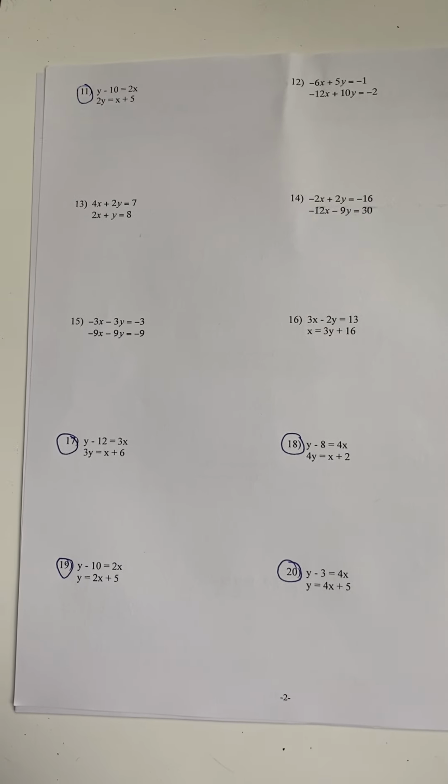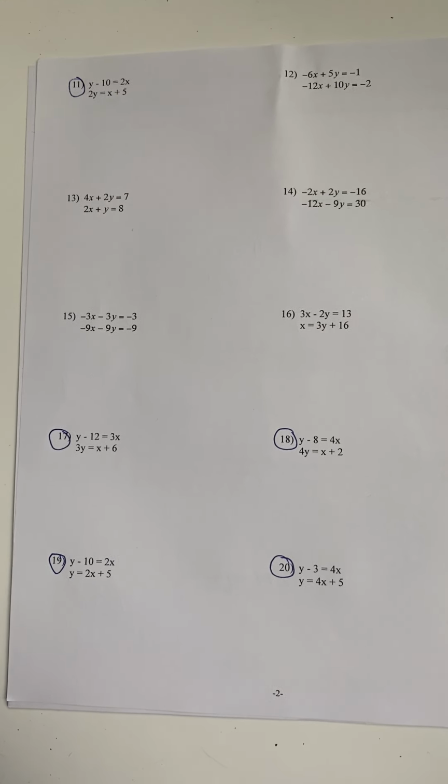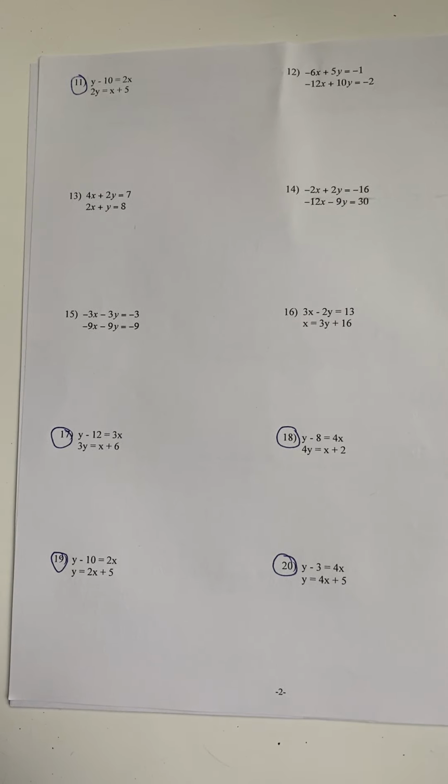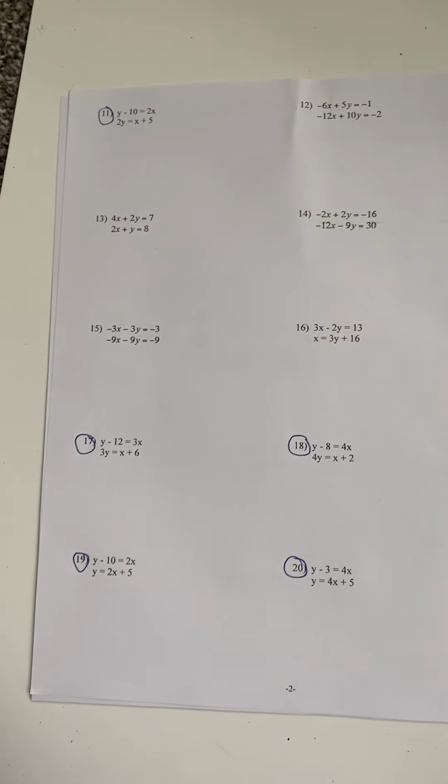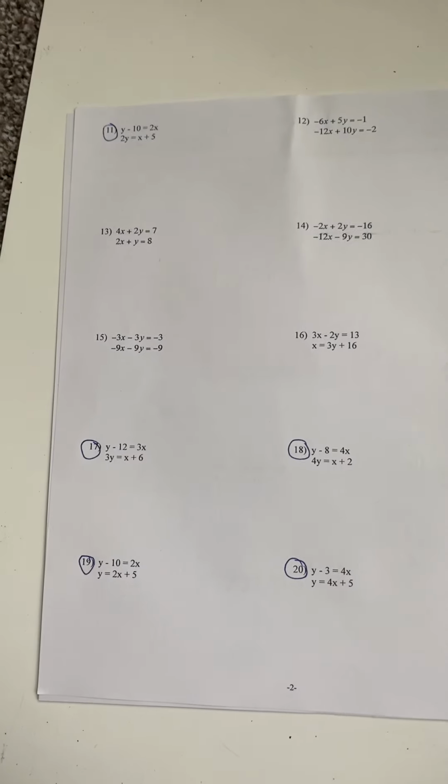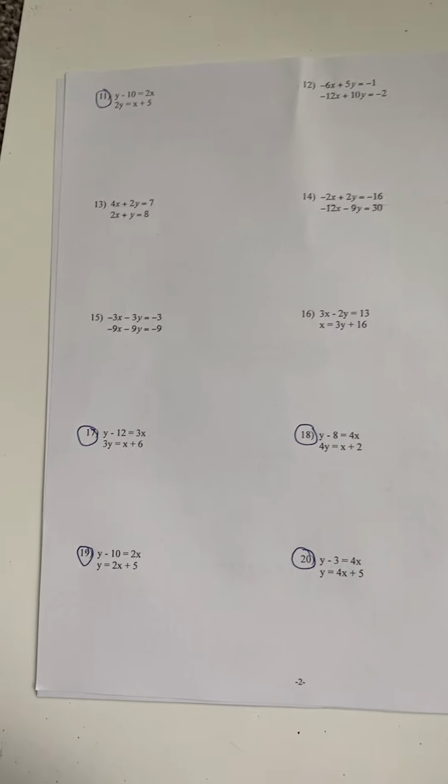So what I need you to be thinking about is what is different between number 11 and 17, 18, 19, 20, and things like on the front and the ones that I haven't circled. So think about that for just a second.